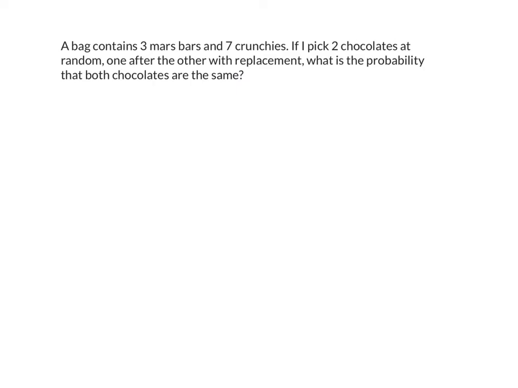So in the previous example, there were 2 different sets. Here, we don't have 2 different sets. Mars bars and crunchies aren't sets, they're objects. So this is a multi-stage event because I'm doing something, performing an experiment, and then performing another experiment. I'm picking a chocolate, then picking a second chocolate. So there are 2 stages to this event, and when you have a multi-stage event, tree diagrams help you list all of the possible outcomes.